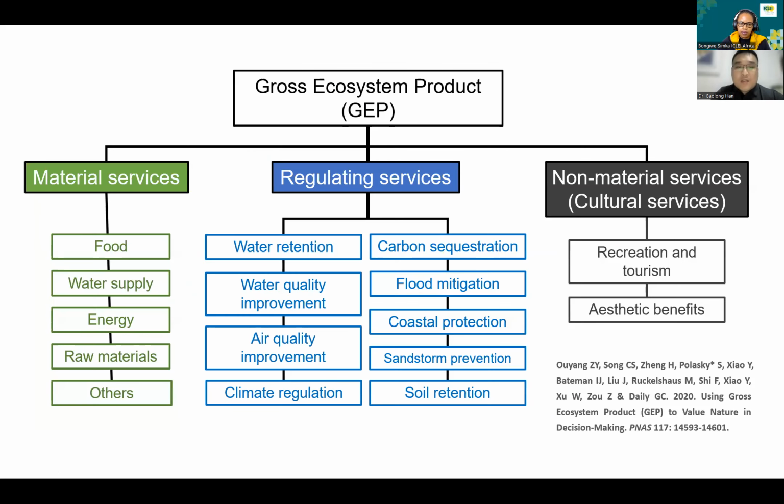And in China, what was included in the GEP system? GEP, the full name is Gross Ecosystem Product. Well, actually, they divided all those products into three camps. First is the material service, second is regulating services, and the third is non-material service, or we call cultural services in China. And if you want to get more details, you can search this article, which was written by Ouyang Zhiyun and other colleagues of mine.